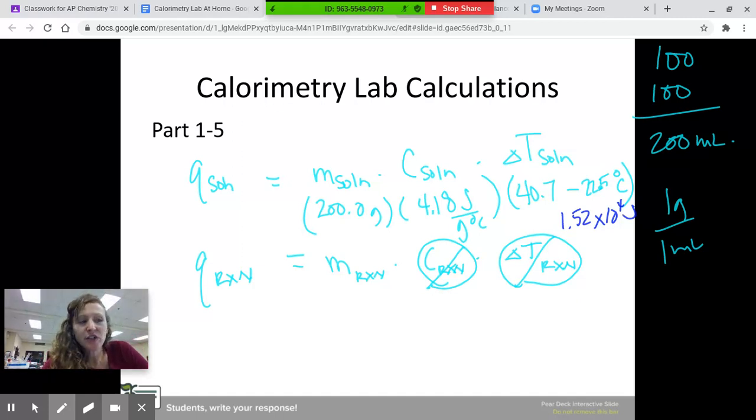Yeah, so Cyrus, good question. If the masses of the two solutions were unequal, it would probably be better to do a weighted average than just a straight average like we just did. Yeah, that would probably be more accurate.